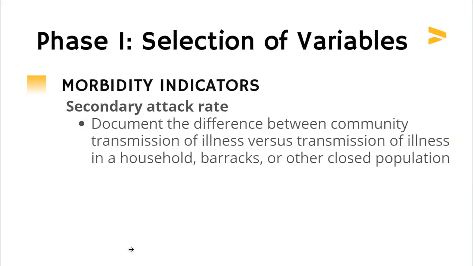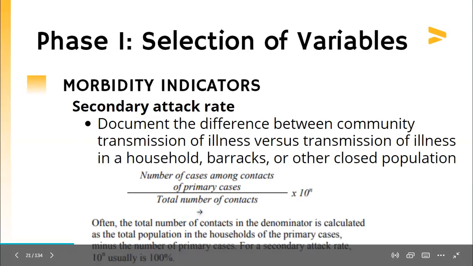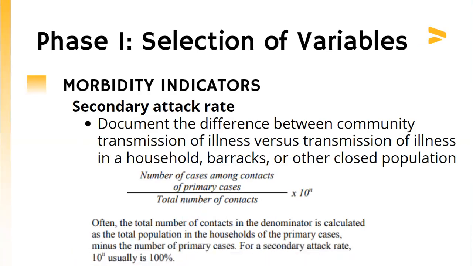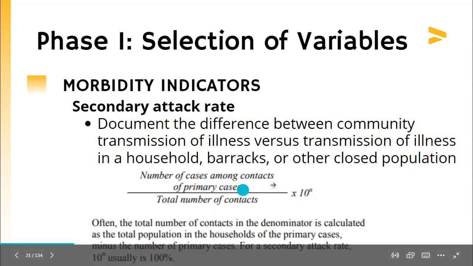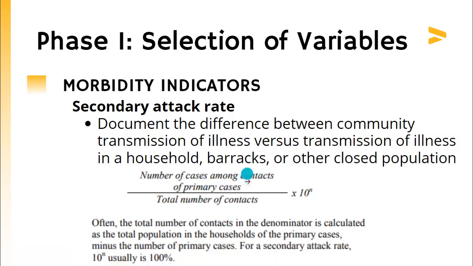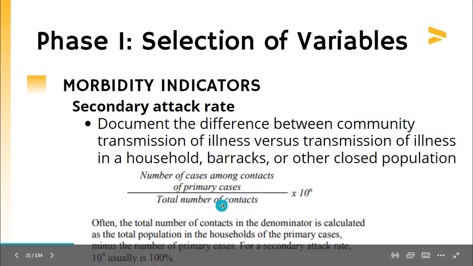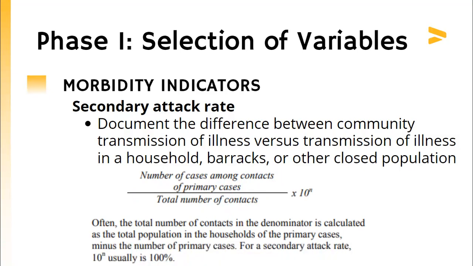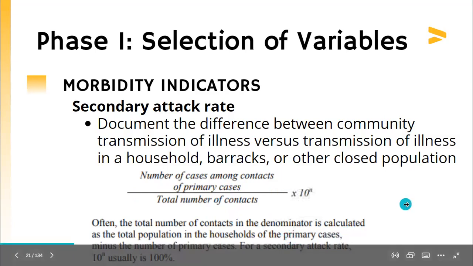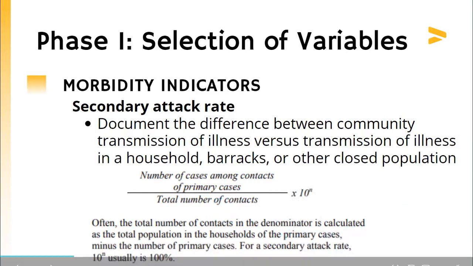So again, we need to revolve with this definition. So we need to count the number of cases who got the infection because they had close contact with the primary cases. We divide it with the total number of contacts, okay? So how do we compute the total number of contacts? This is calculated as the total population of the household of the primary cases minus the number of primary cases. And then we multiply it with a factor of 100, okay?